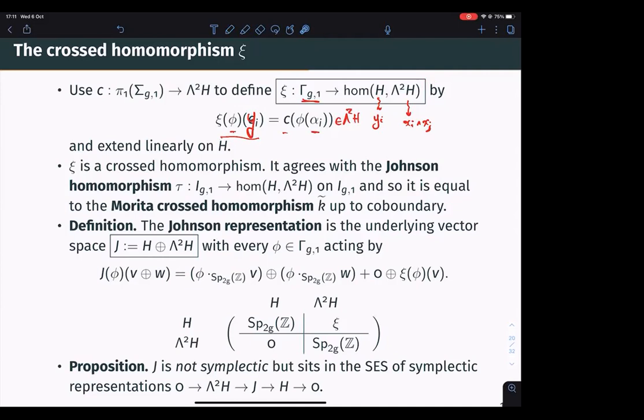Now this map xi is not a group homomorphism. It is in fact a crossed homomorphism. And it happens to agree with the Johnson homomorphism on the Torelli group, well, up to a scalar. And in fact, it must be equal to the Morita crossed homomorphism k tilde up to coboundary, if you know what this is. If not, then don't worry.